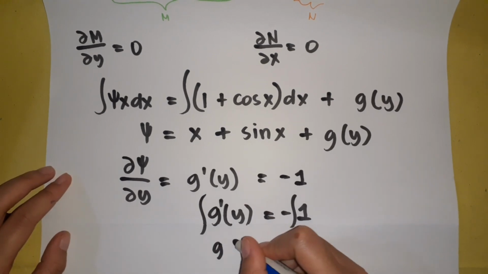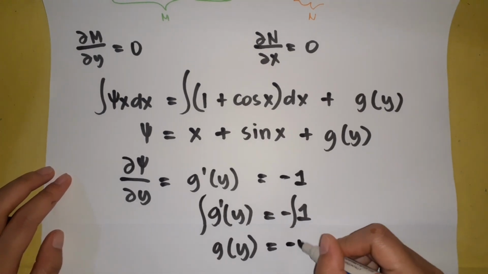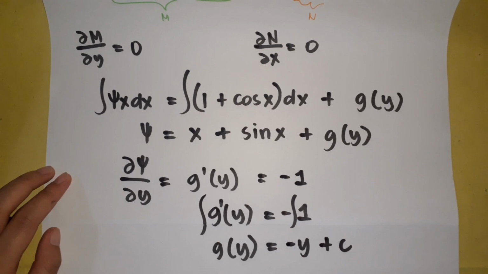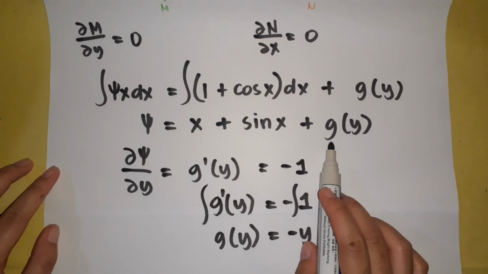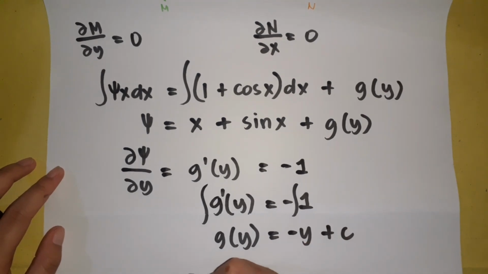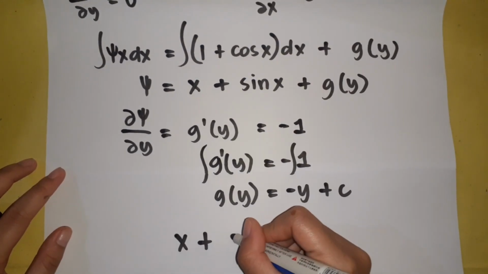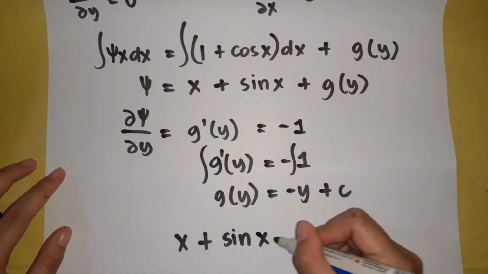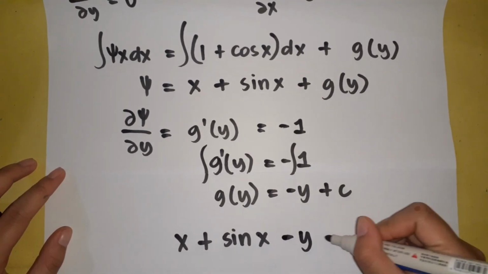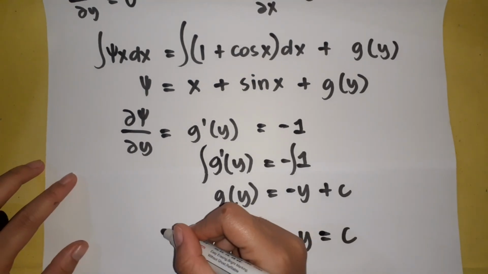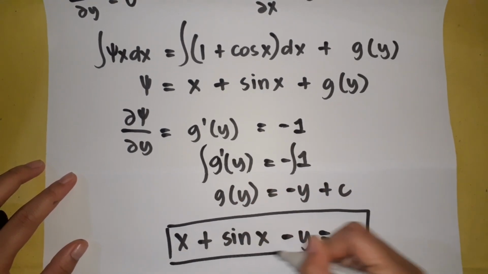So our g of y is equal to negative y plus c, and substituting into our general equation, we get x plus sine x minus y is equal to c. So this is our final answer.